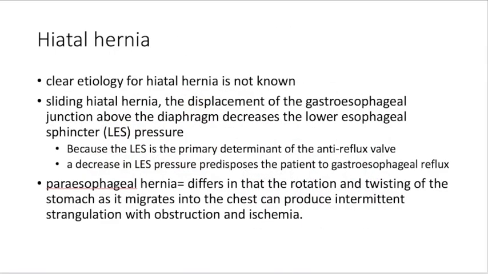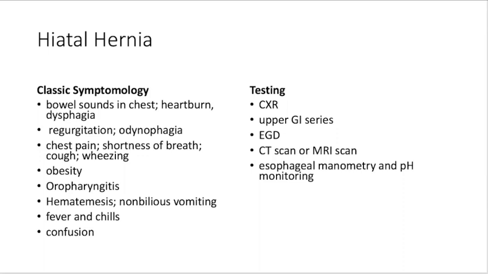So a sliding hiatal hernia is the displacement of the gastroesophageal junction above the diaphragm, and it decreases the lower esophageal pressure. Because the lower esophageal sphincter is the primary determinant of the anti-reflux valve, a decrease in this pressure predisposes the patient to GERD. And the paraesophageal hernia differs in that there is rotation, twisting of the stomach as it migrates into the chest, and that can produce intermittent strangulation with obstruction and ischemia.